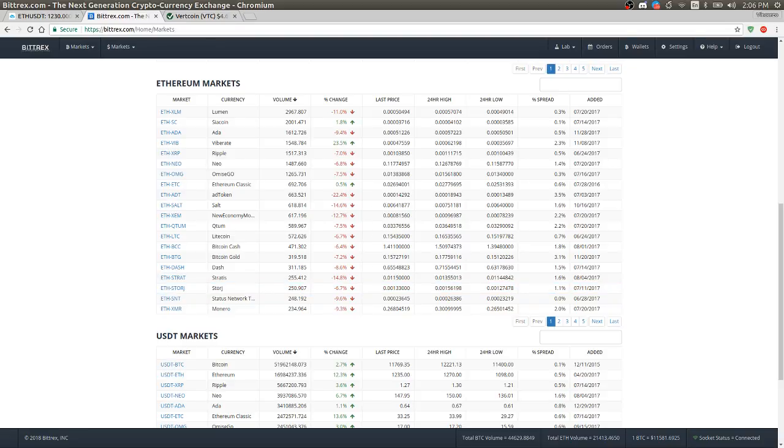GDAX, yes, GDAX allows you to trade to USD, as Idra said.